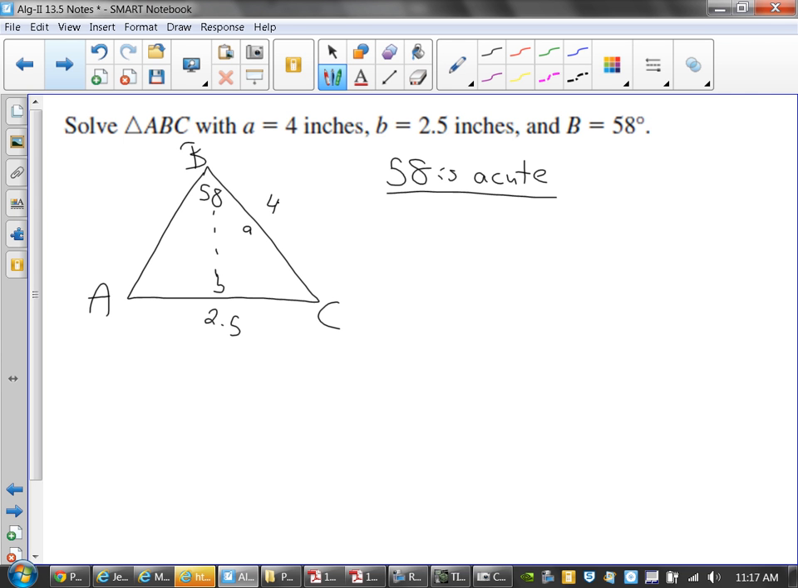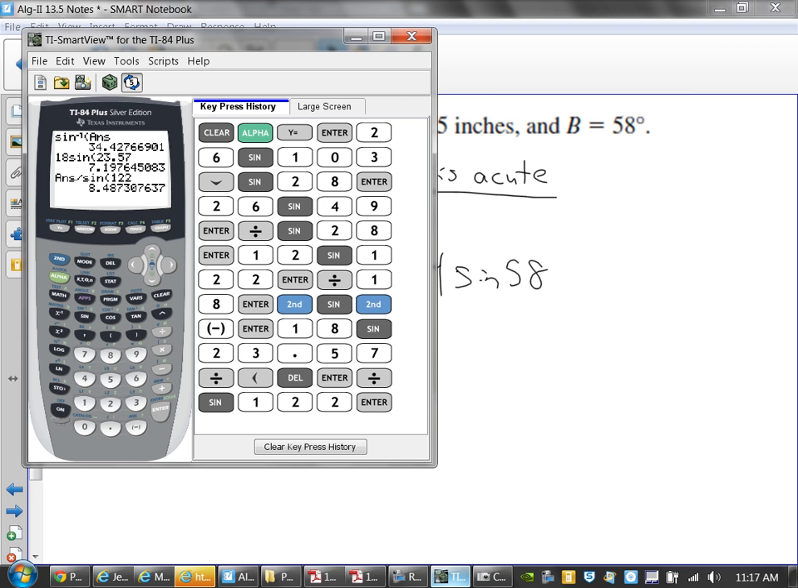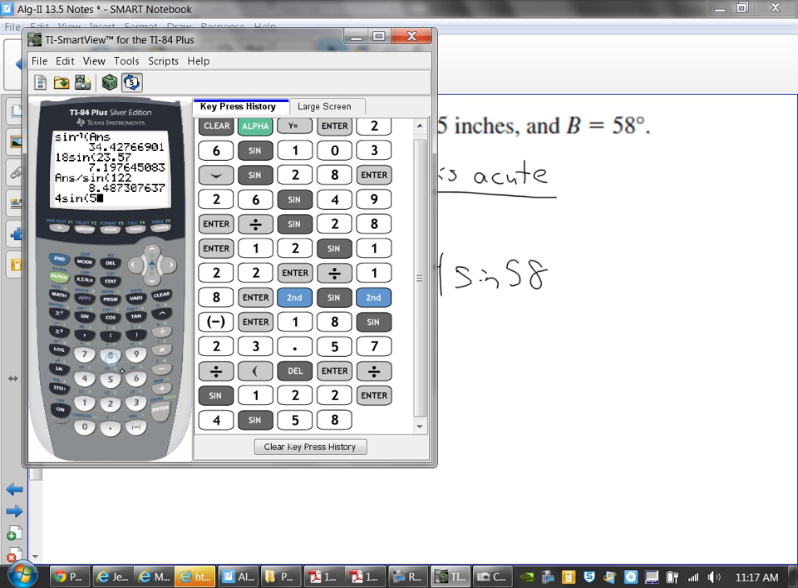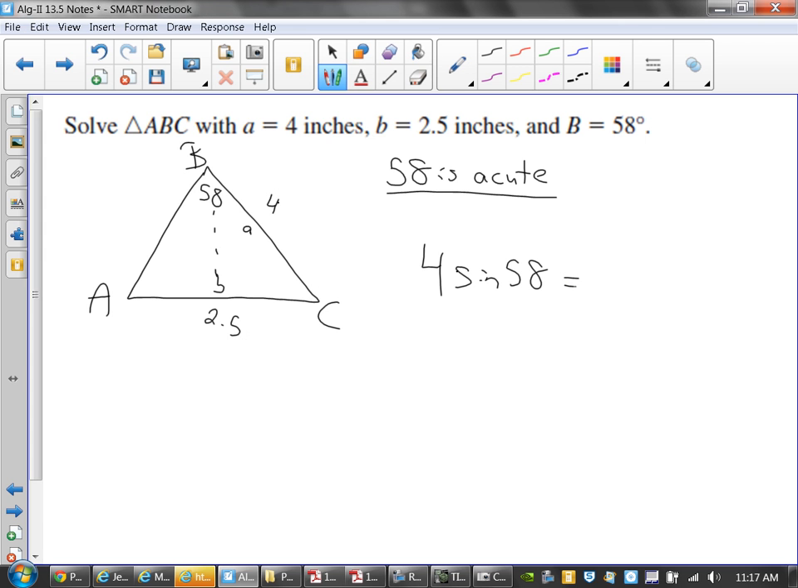So I check the other ones. I take the opposite side, 4 times the sine of the given angle, and I check to see what that equals. 3.39. I got that one right. Now, is this value bigger than the other side? And then you decide.